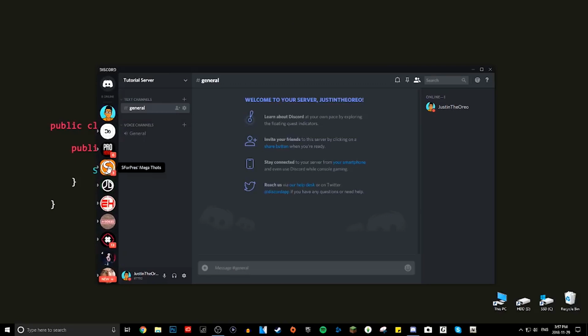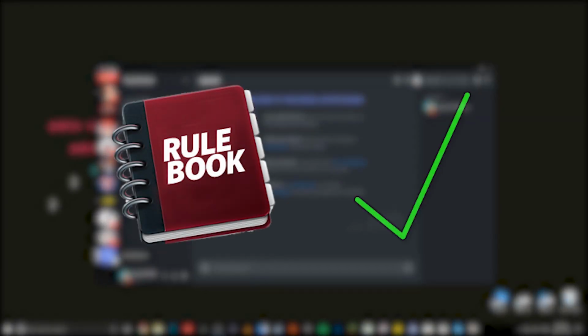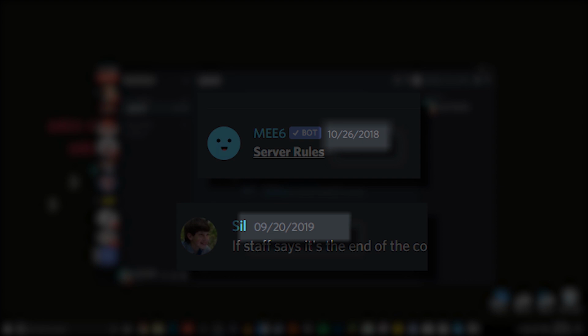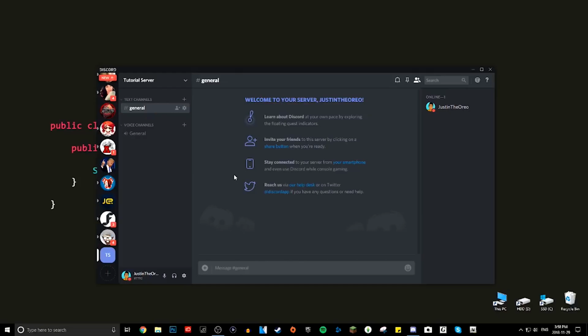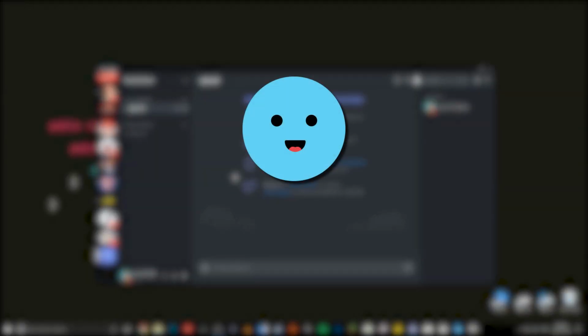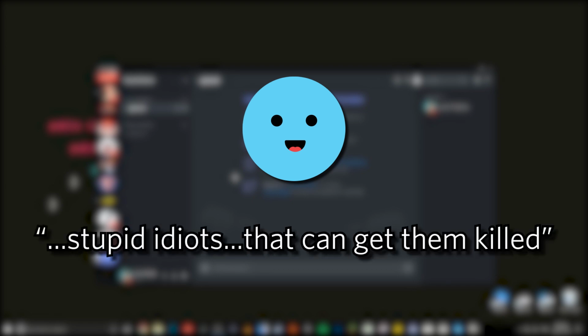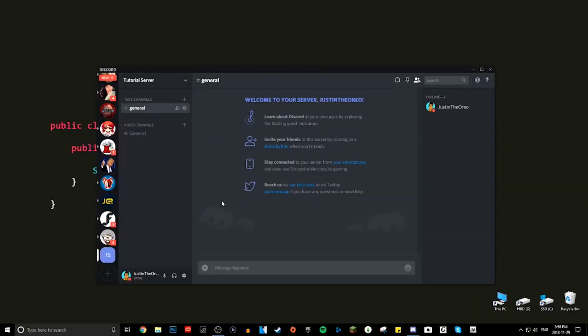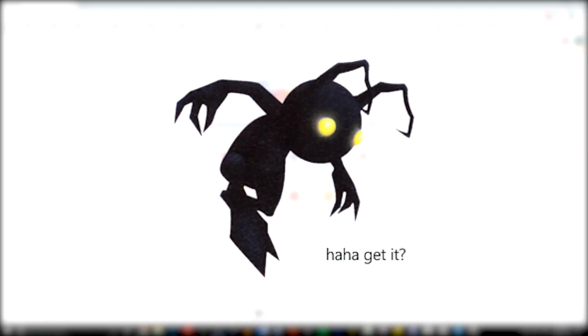I can't really assume what originally made this rule in the first place, besides there being maybe some controversial topics being spoke about, considering this was made over a year after the rules were originally made. Though, calling people who use a wide-known Discord bot stupid idiots that can get them killed, and also members that clearly don't know how to be nice online, sounds really heartless and immature in my opinion.